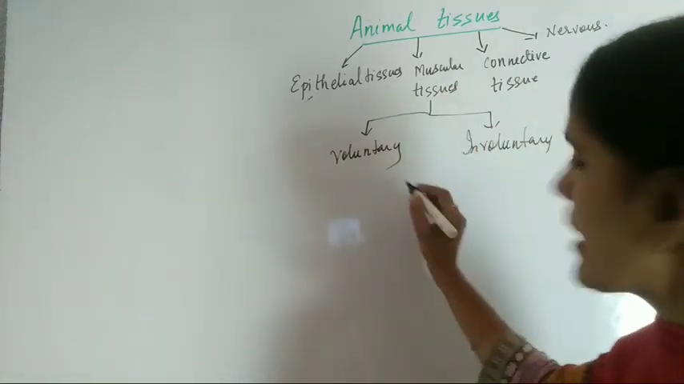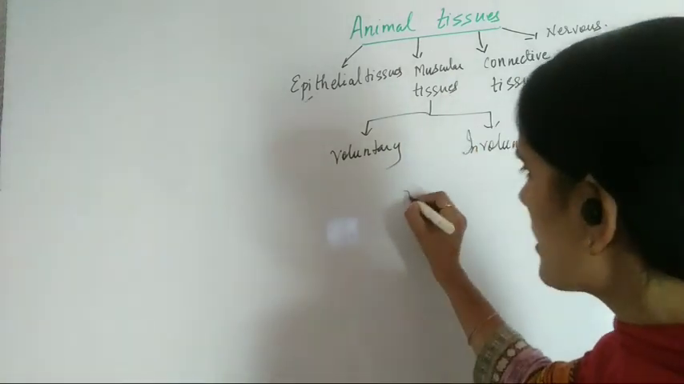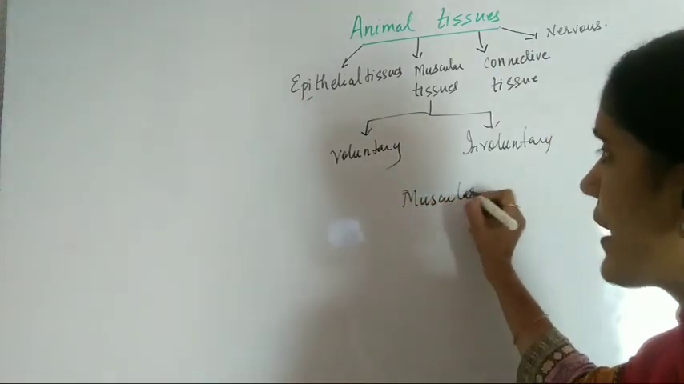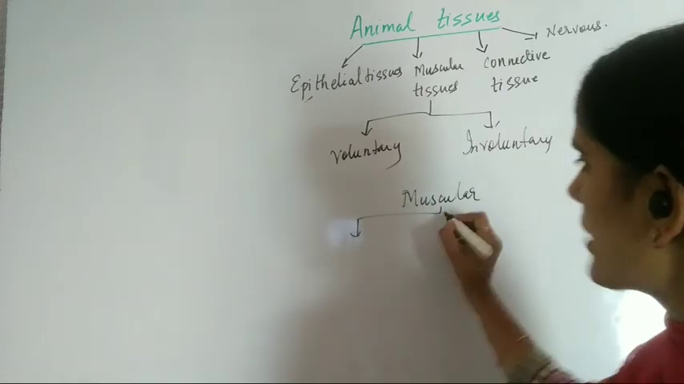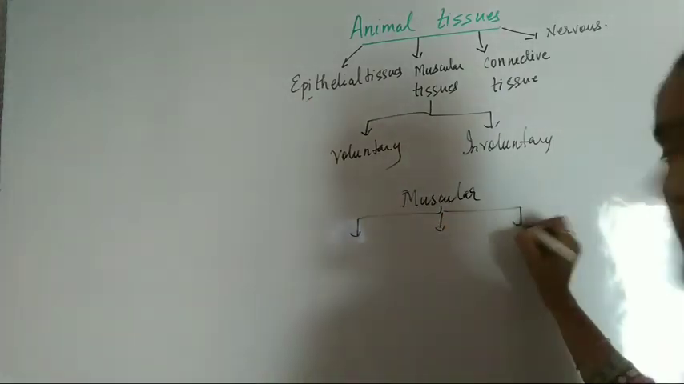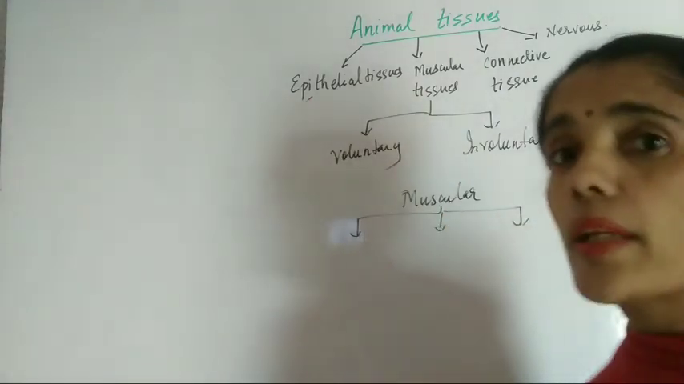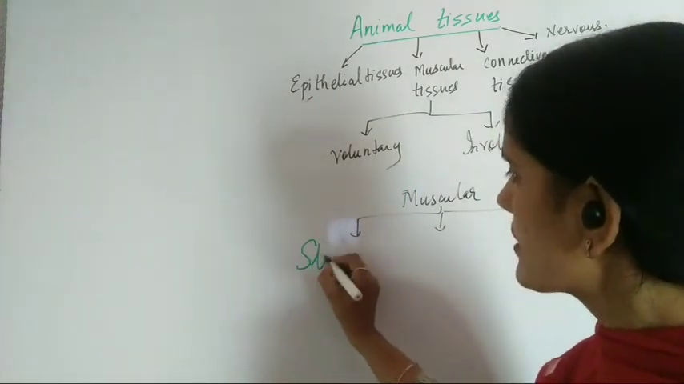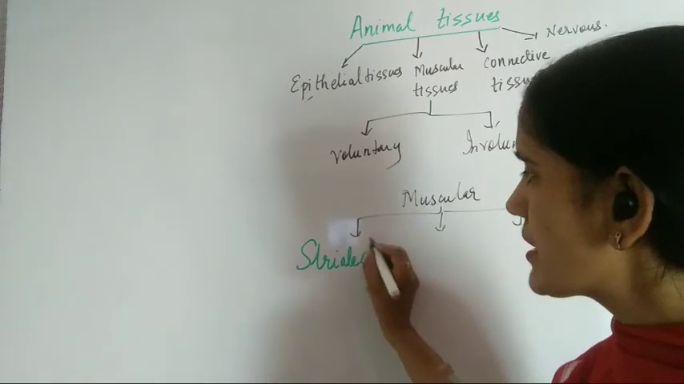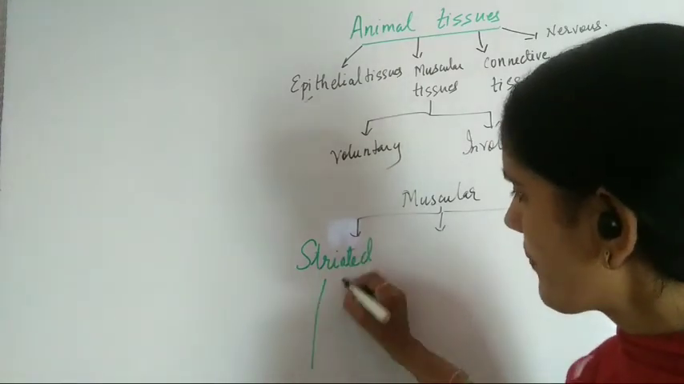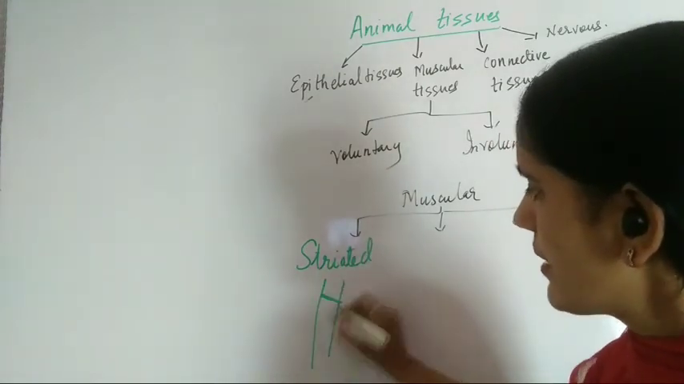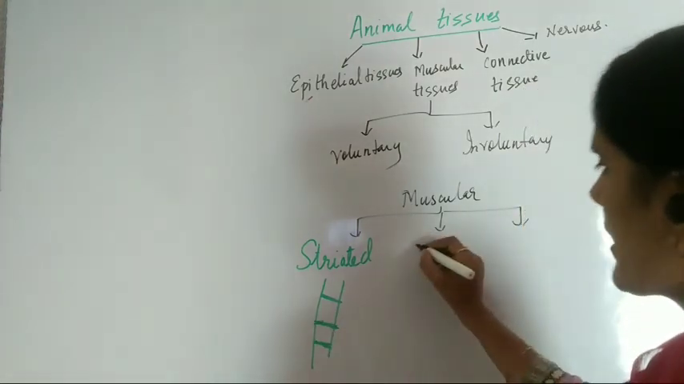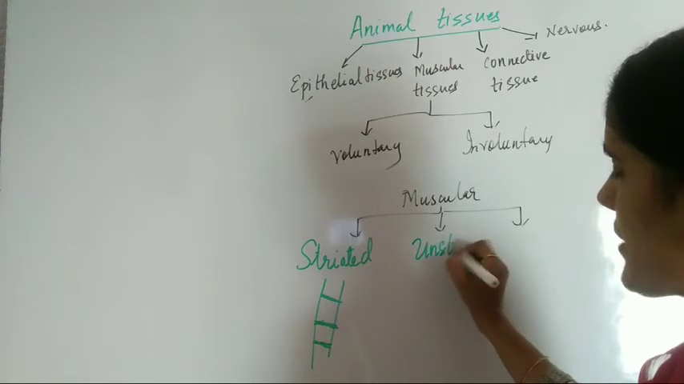And again, on the basis of structure, muscular tissues are further divided into 3 types, depending upon structure and function. First one is striated muscles. Striated means light and dark bands are present. Okay. Next is unstriated.